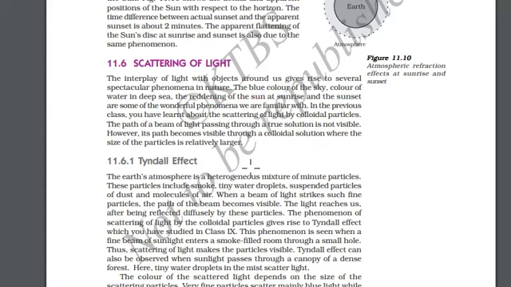Before, we saw an example of a colloidal particle. In the case of a solution, the path of a beam of light passing through a true solution is not visible. In this case also, the solution particles will scatter the light, but the effect is too low. We cannot see the scattering of light with our naked eyes. Particles of a colloidal solution are relatively larger than those of a solution, and the particles of a suspension are even larger than those of colloidal solutions.